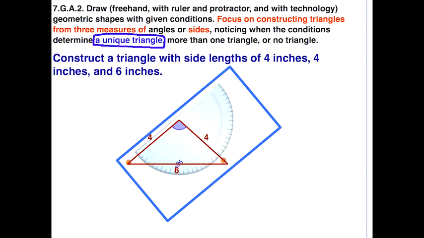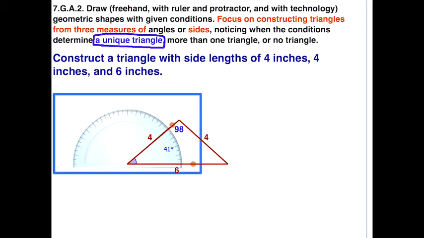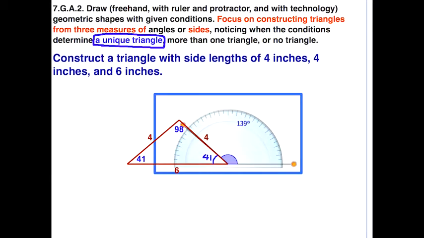Just out of curiosity, one of those angles looks like it's more than 90 degrees. So let's measure it. Yep, it looks like it's 98. One of the angles is an obtuse angle. So if we use angle measure as a criteria, then this is an obtuse triangle. I wonder what the other angles have for their measures. Well, let's see. If I measure this one, that's 41 degrees. If we switch over to the other one, we have to use our supplement though. Yep, that's 41 degrees also.